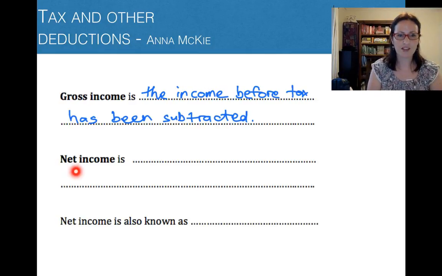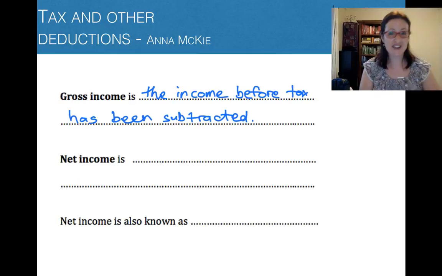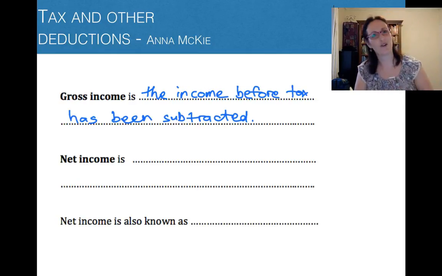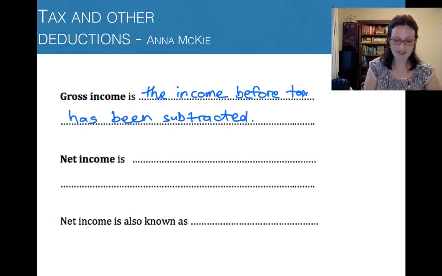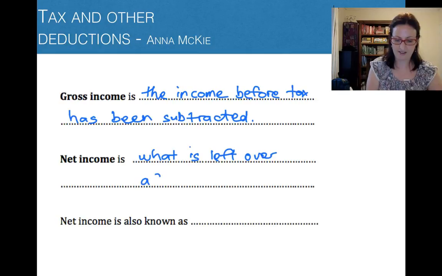Net income. So think of when you're fishing and you net a fish, that's the fish you get to take home. So the net income is the income you get to take home, but we'll say is what is left over after tax. So essentially, what you get to take home. So therefore net income is also known as take home pay. How much you get to take home. Take home pay.